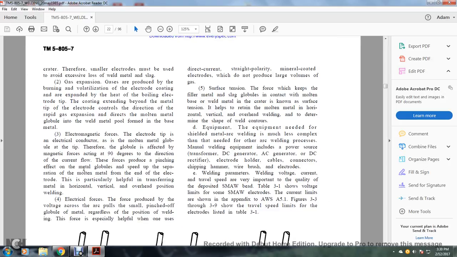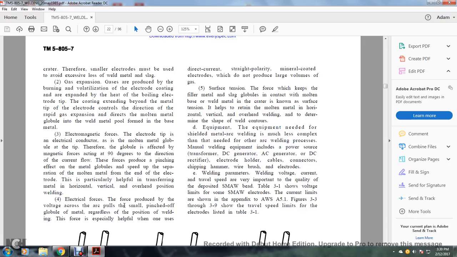The electromagnetic force: the electrode conductor carries current with the molten metal globule at the tip, therefore the globule is affected by a magnetic force at 90 degrees to the direction of the current flow. The force produces a pinching effect on the metal globules, producing the separation of the molten metal from the end of the electrode. This is particularly helpful in transferring metal in the horizontal, vertical, and overhead welding positions.